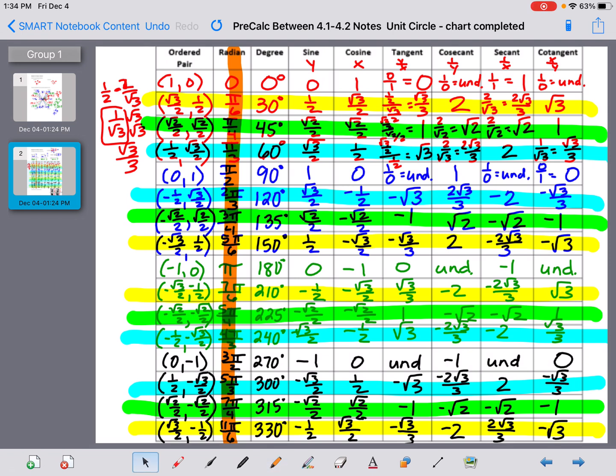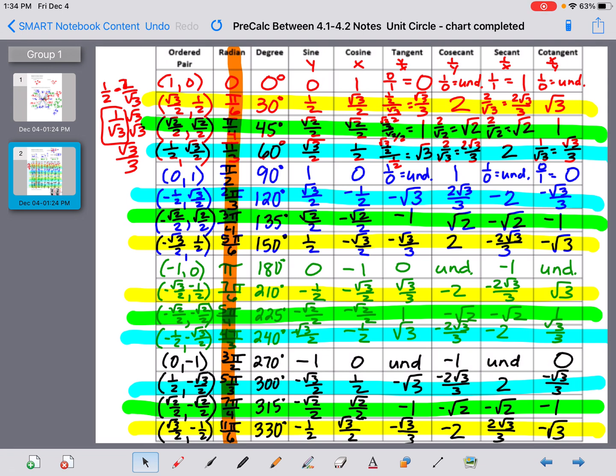Notice, too, when I look at the green rows, I have a pi over 4, a 3 pi over 4, a 5 pi over 4, 7 pi over 4. They all go with my 45 degrees, which is a little more obvious because it's halfway between everything. Then on my blue rows, I have a pi over 3, a 2 pi over 3, a 4 pi over 3, and a 5 pi over 3. Those are all 60 degrees off of my x-axis. So 60, 120, 240, 300. The degrees don't seem to line up because they don't, quote, go every 60, right? Which they kind of still do, but the radians definitely match up.